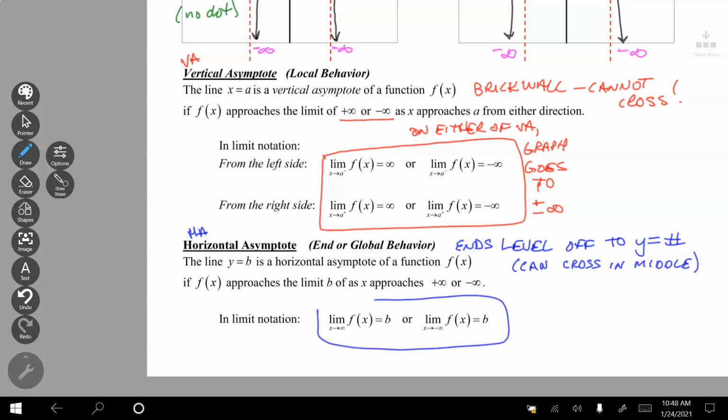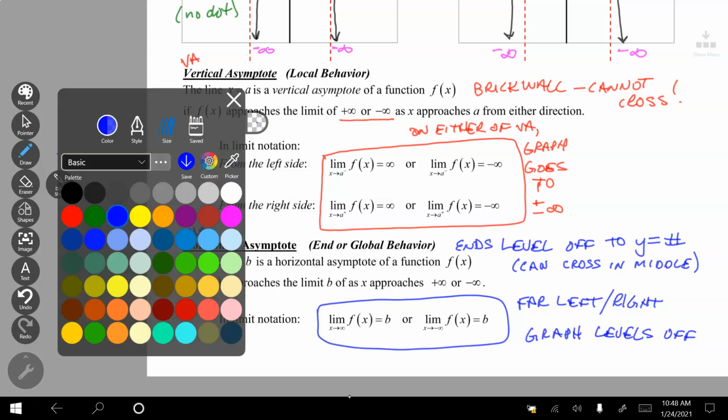What does it mean? Well, this is a notation that says the farther you go left or right, you're getting closer to y equals some number. So the farther left or right that you go, the graph levels off to y equals some specific number.